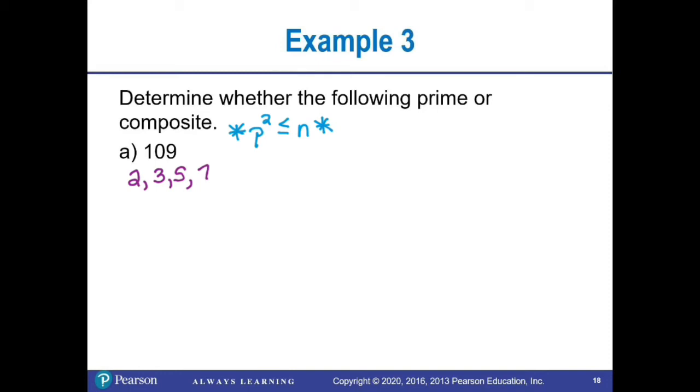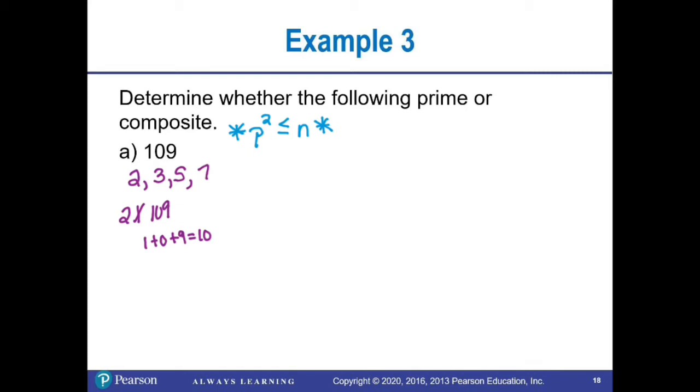8's not prime. 9's not prime. 10's not prime. 11 is prime, but 11 squared is 121. That's bigger than my number. So that tells me I don't have to check 11. So again, I'm only considering prime numbers, and I'm only considering prime numbers whose square is less than the number. So let's look at these 4 numbers. Does 2 divide 109? No, 109 is not even. Does 3 divide 109? Remember, our test for 3 is we add our digits. 1 plus 0 plus 9 is 10.